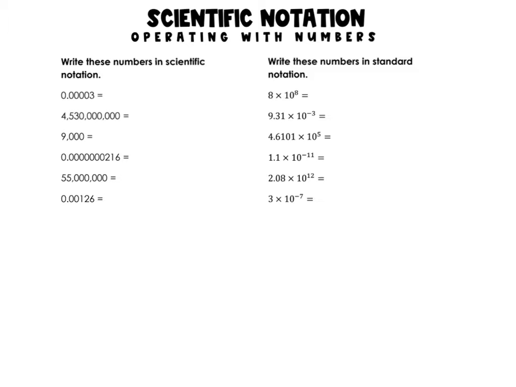Here we could count, this is 3 times 10 to the negative, 1, 2, 3, 4, 5, right? And then 8 times 10 to the 8th. We could say 8 and then move the decimal 8 places to the right, 1, 2, 3, 4, 5, 6, 7, 8, and get 800 million. Is that right? Okay. That's no problem. But your calculator will also do this.